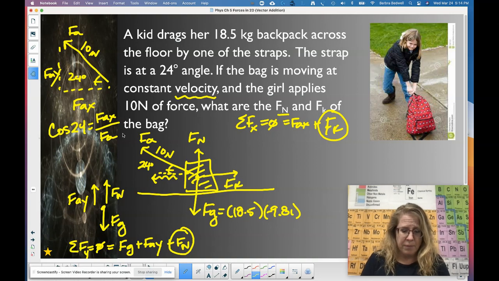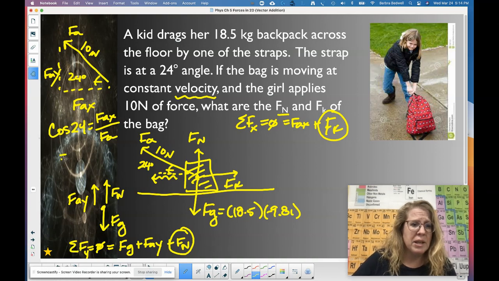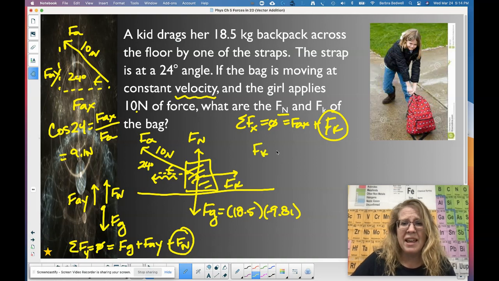So cosine of 24 times 10 newtons. Is that what we decided? Yep, 10 newtons of force is equal to 9.1 newtons. We've got 2 sig figs. We know that that's FAX, that's this component right here. So we now know that FK is equal to the other direction, negative 9.1 newtons.